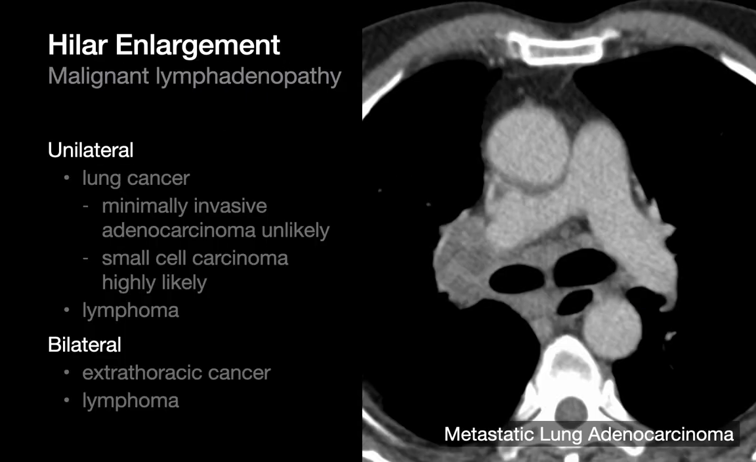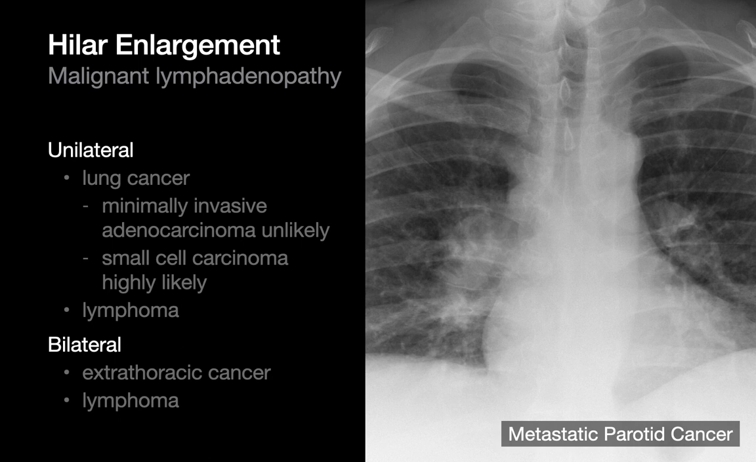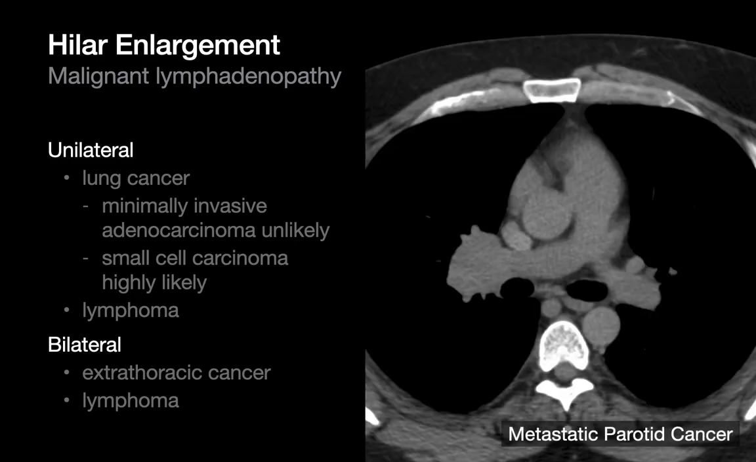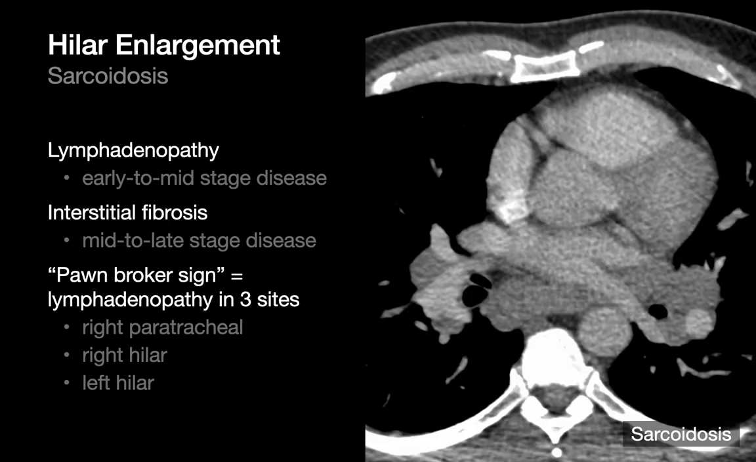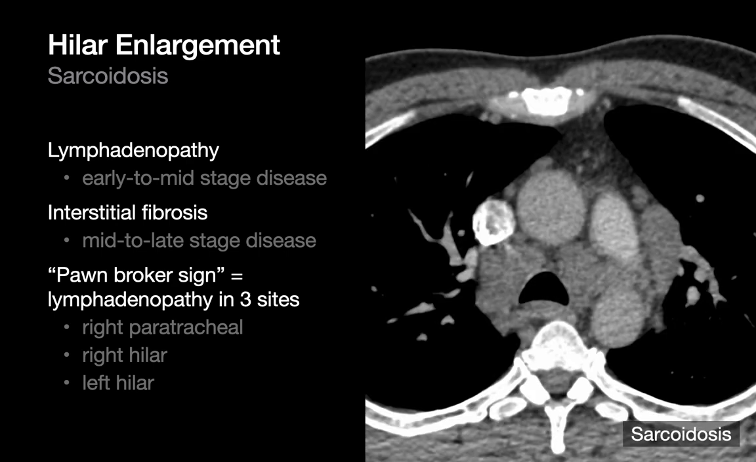This is an example of unilateral lymphadenopathy in the setting of lung adenocarcinoma. And this is a different example of unilateral right hilar lymphadenopathy in the setting of metastatic parotid cancer. Diseases like sarcoidosis, on the other hand, tend to present bilaterally when lymphadenopathy occurs, often involving both hila, in addition to classically the right paratracheal station in the mediastinum.